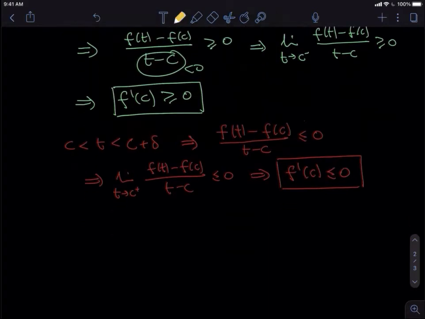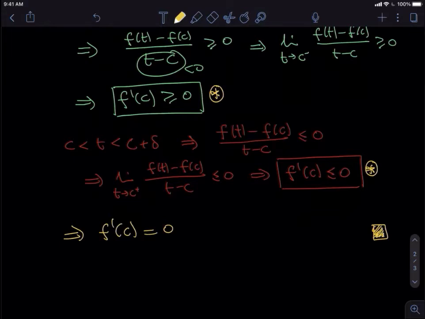But then putting together both pieces of information, what we get is that f prime of c must be equal to 0. That's the only option that is left, which is what we wanted to prove. So we are done here.